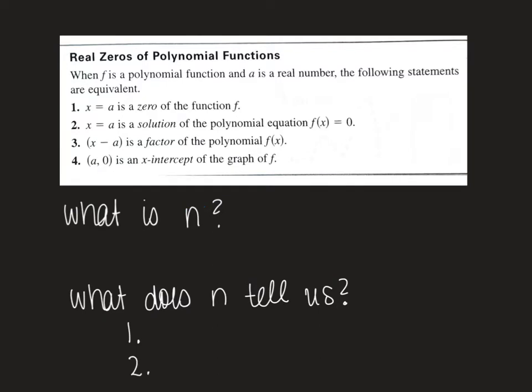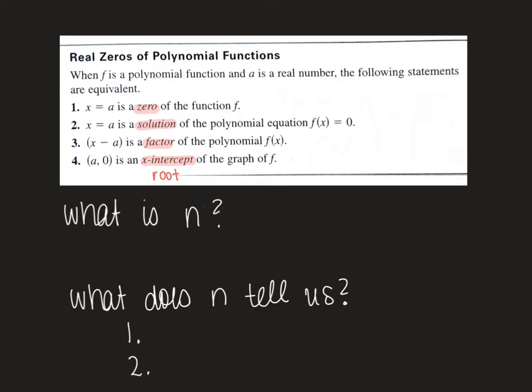So the first thing we need to talk about is this word zero. There actually are a few words that all mean the same thing, and I'm going to highlight them from this image up here. This image is also uploaded on your Google Classroom. There's a couple words here that I would like to draw your attention to: zero, solution, factor, x-intercept. There's one more I'm going to add to this list, and that's also the word root.